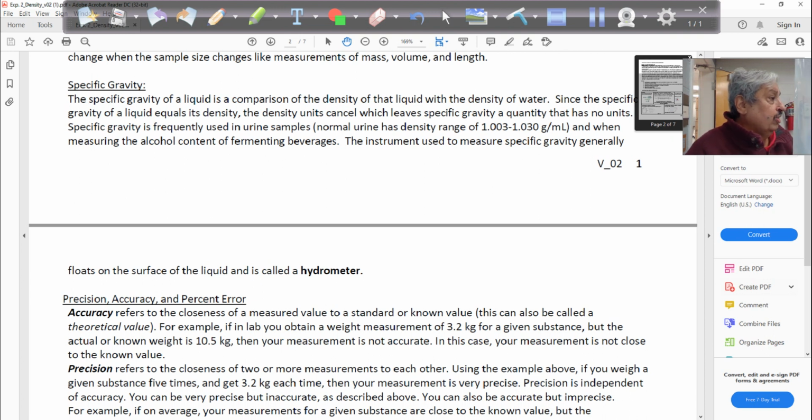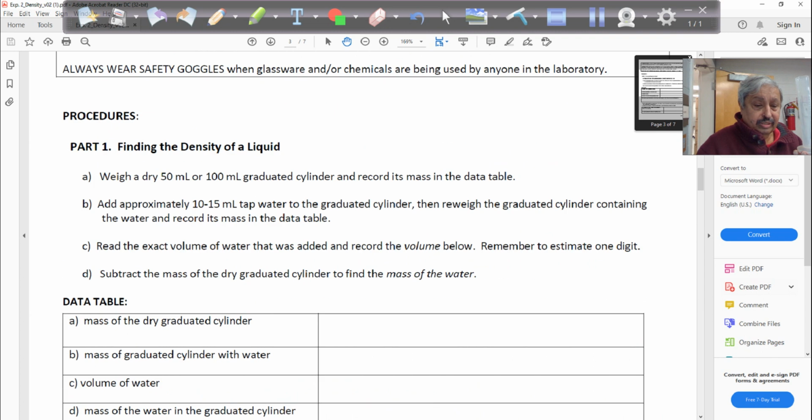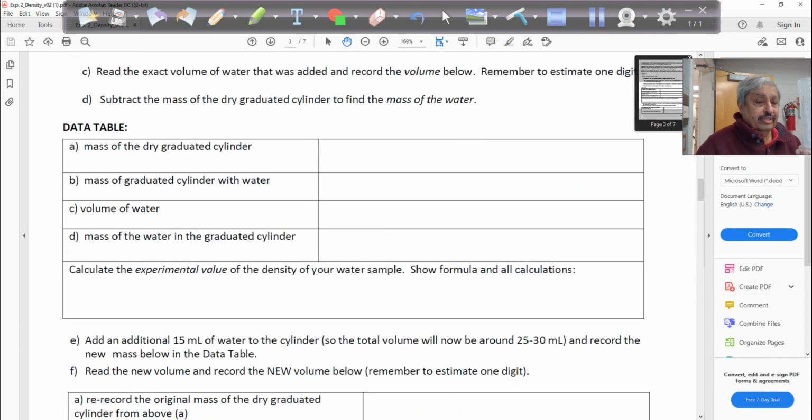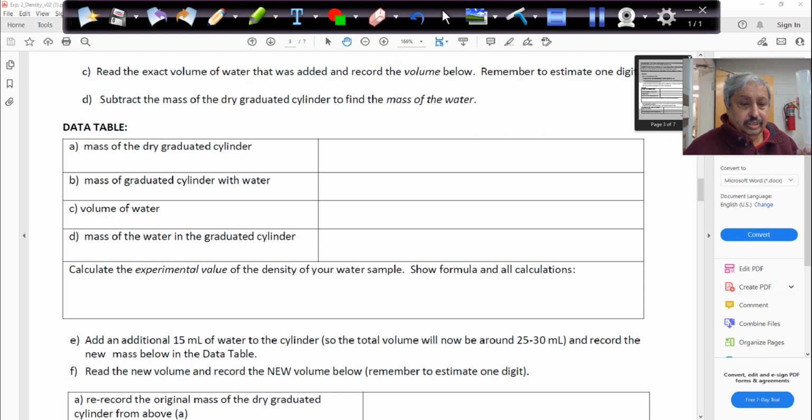Everybody's following? So when we take this one here, we have to weigh it empty. I'm weighing this one empty, and this is the mass of the graduated cylinder empty, in grams. Then I will fill it with 10 mL.